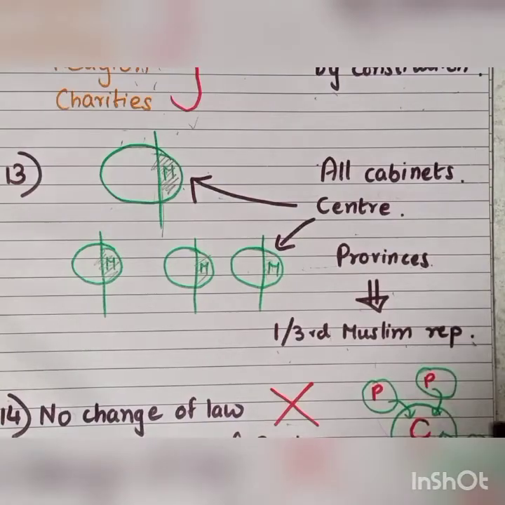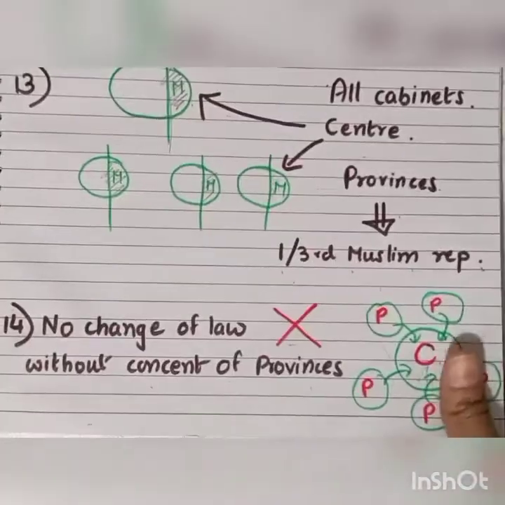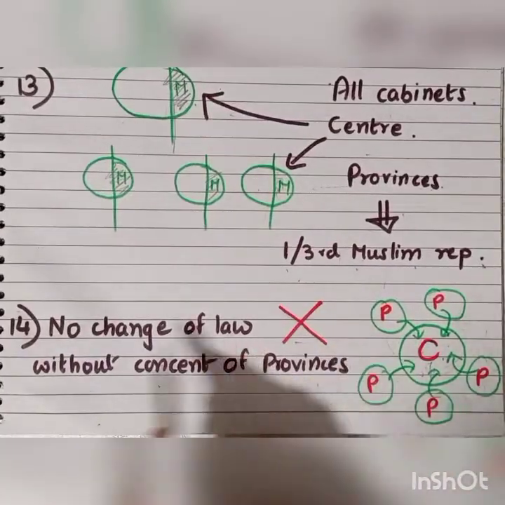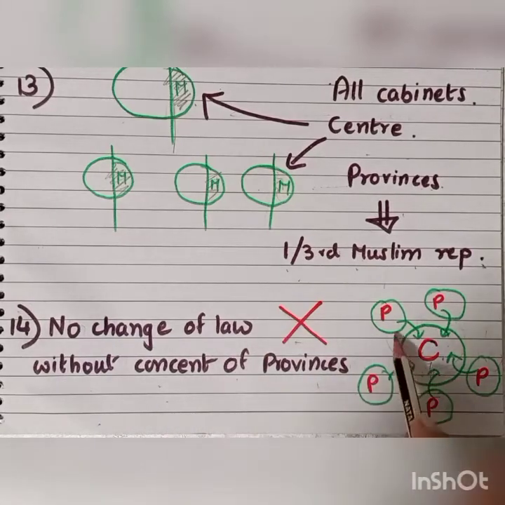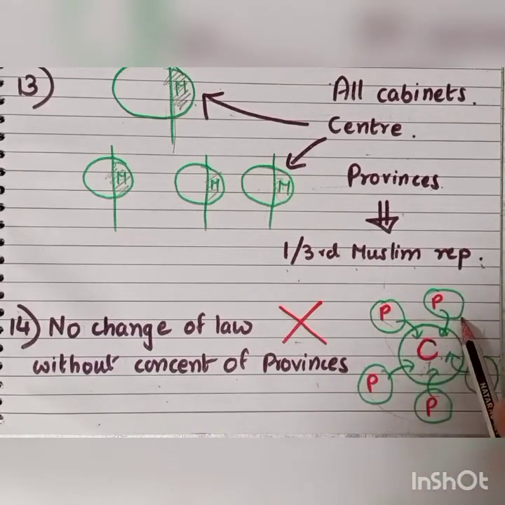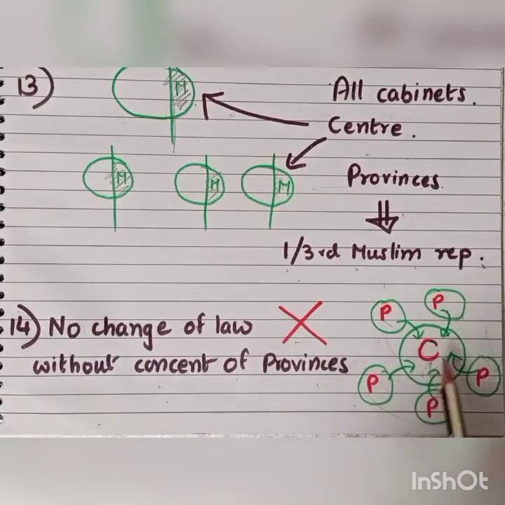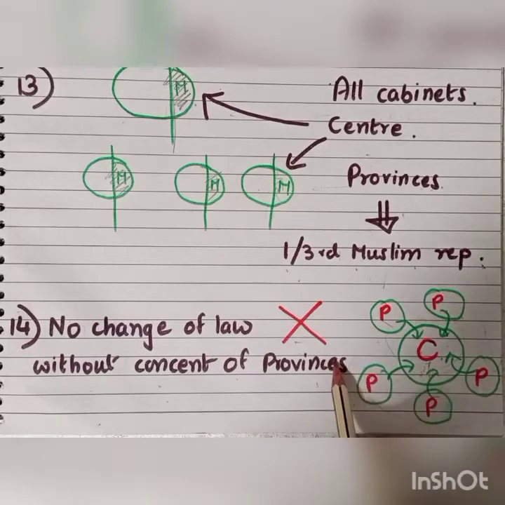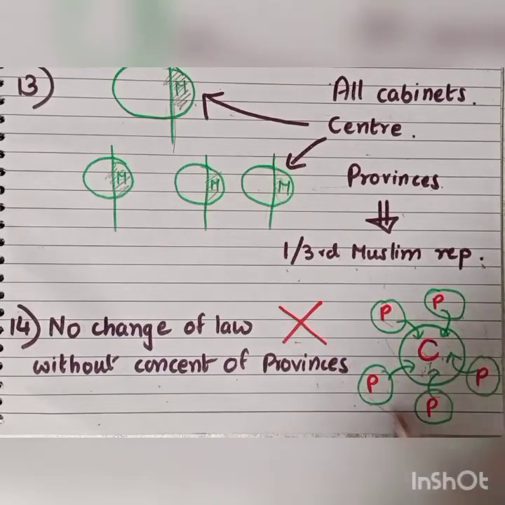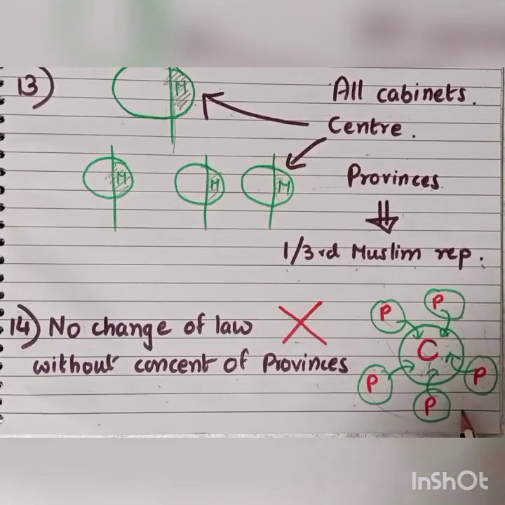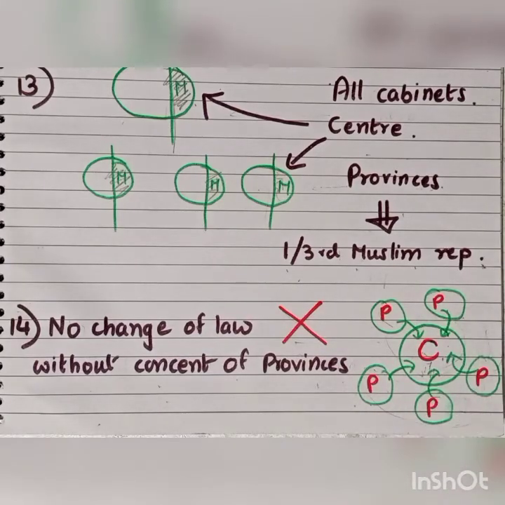Then finally, the last point said that no change of law will be introduced without the consent of the provinces, without the provinces agreeing upon it, in simple terms. The center cannot bring about any change in any law unless all the provinces are happy with it. I hope this has become clear.